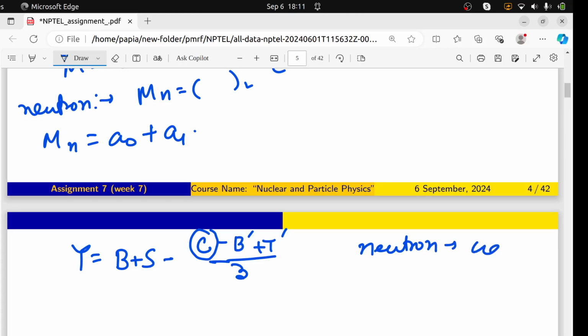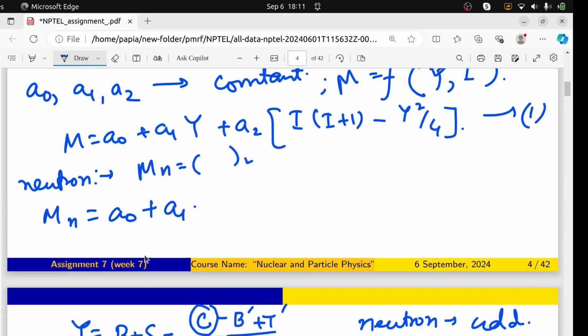it is made up of udd. So there is no c, b, t like that, and also there is no strange particle. So it is only 1 because of the baryon number. So y is 1 for neutron. So what will we write? We will replace that y by 1.